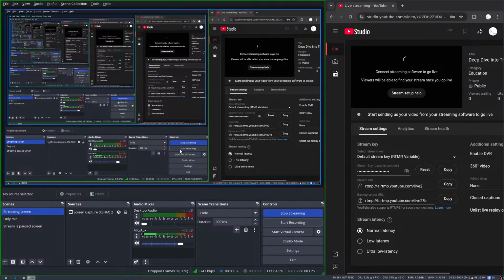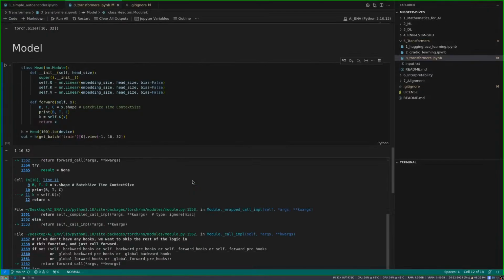Hello, hello. Yeah, sorry about that. My electricity went off. Okay, so where were we? Yeah, we were trying to fix the shape of this guy, right?